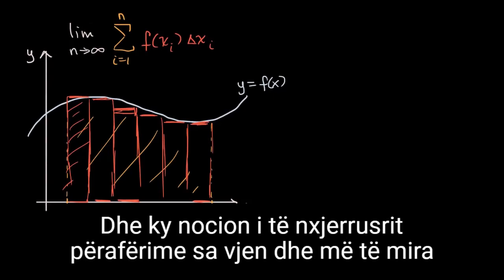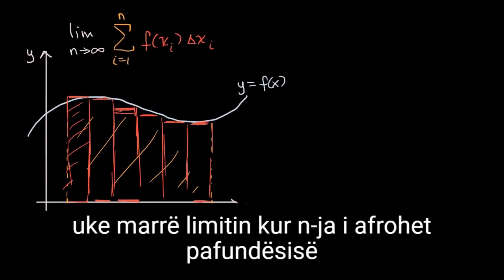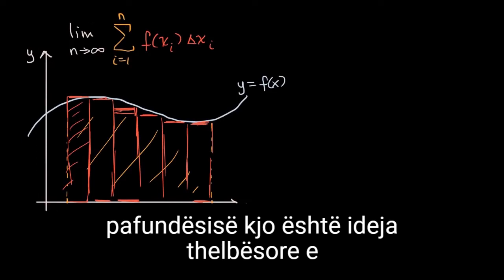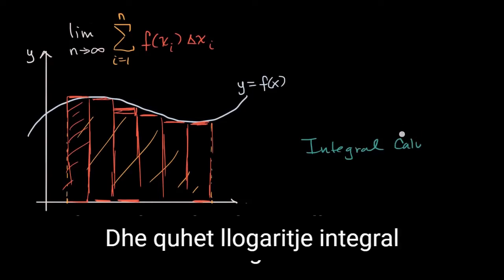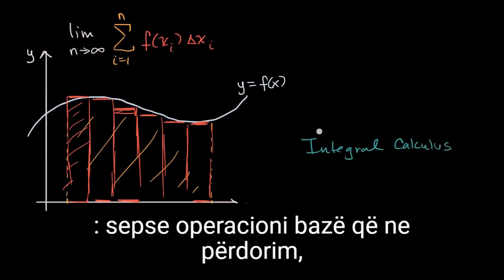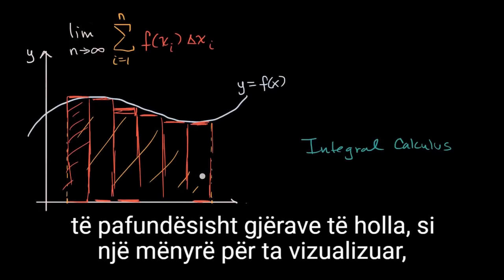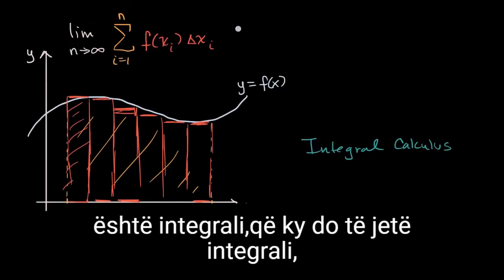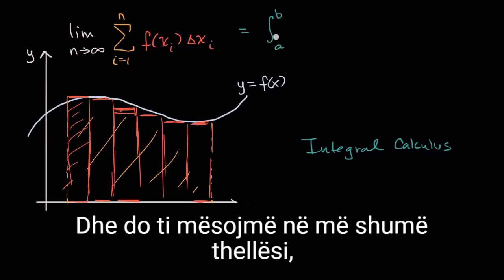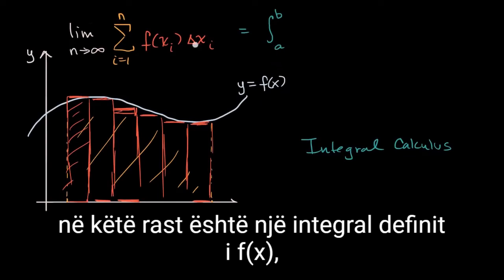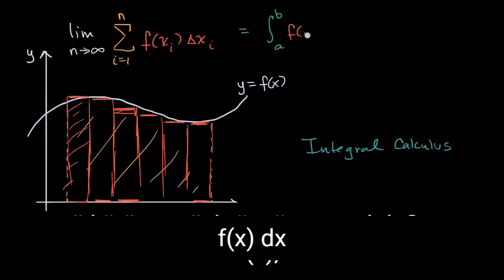And this notion of getting better and better approximations as we take the limit as n approaches infinity is the core idea of integral calculus. And it's called integral calculus because the central operation we use, the summing up of an infinite number of infinitesimally thin things, is the integral. That this is going to be the integral, in this case, from a to b. And we're going to learn in a lot more depth. In this case, it is a definite integral of f of x dx.